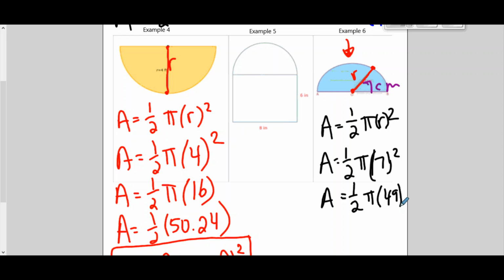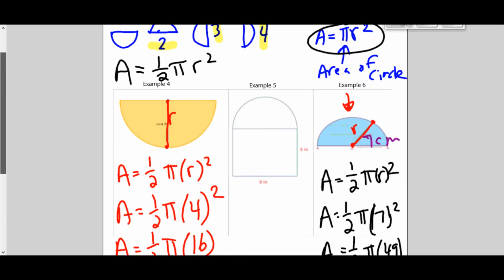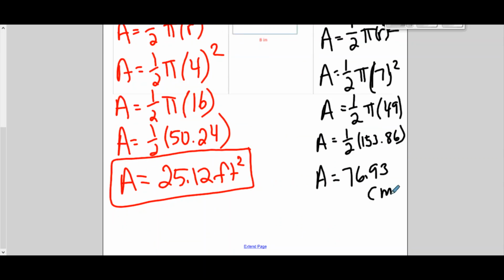So 49 times 3.14 is 153.86. So here I'm using to the hundredths place, so 2 decimals. So multiply that answer by 1/2. So this would be 76.93 centimeters squared. So that's the answer for that one.